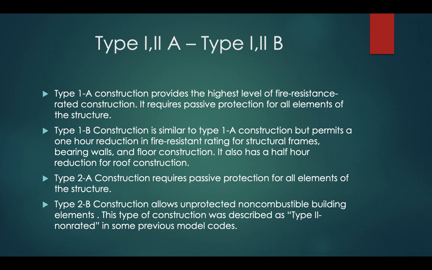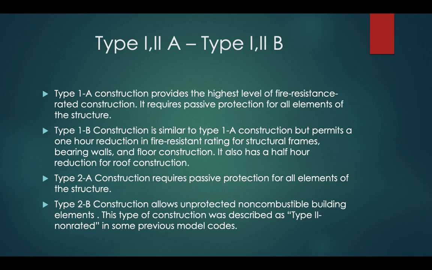So type 1A, 1B, 2A, 2B. Type 1A construction provides the highest level of fire resistant rating construction. It requires passive protection for all elements of the structure. So any kind of fire separation that we're looking at through any of these charts in Chapter 5 or Chapter 6, as I said earlier, type A is always going to be your highest level of fire resistance, and it shows that in the charts.